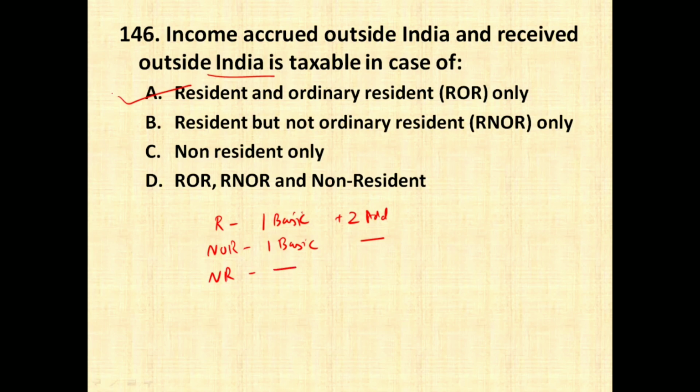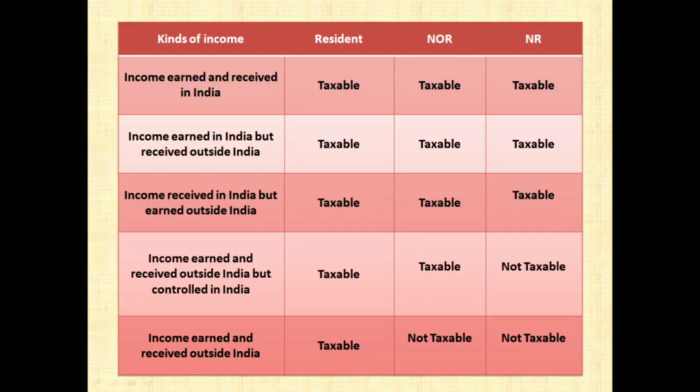Now let us see a few more important points to understand to whom we have to charge income tax and whom we should not charge income tax. Whenever income is earned and received in India, then it is taxable in the hands of all. Whenever the income is earned in India but received outside India, then also it is taxable in the hands of all. Whenever the income is received in India but it is earned outside India, again taxable in the hands of all.